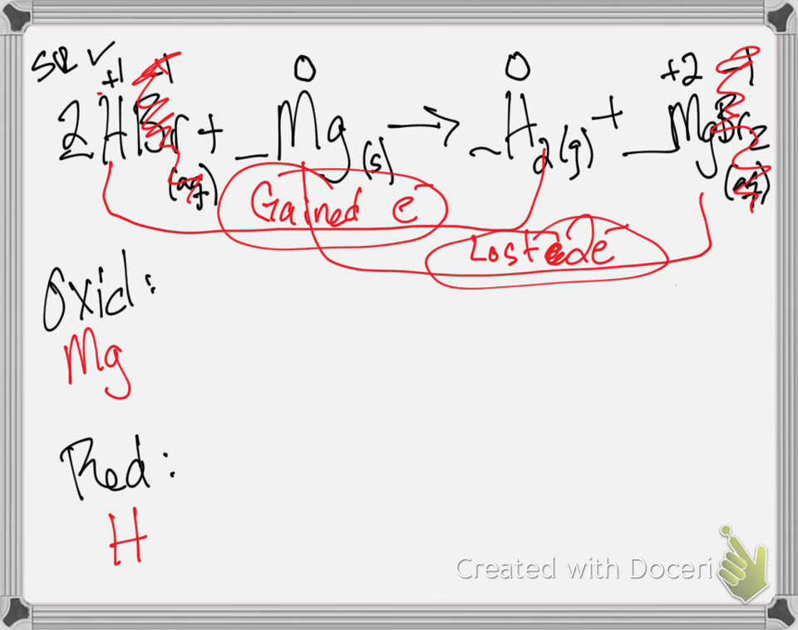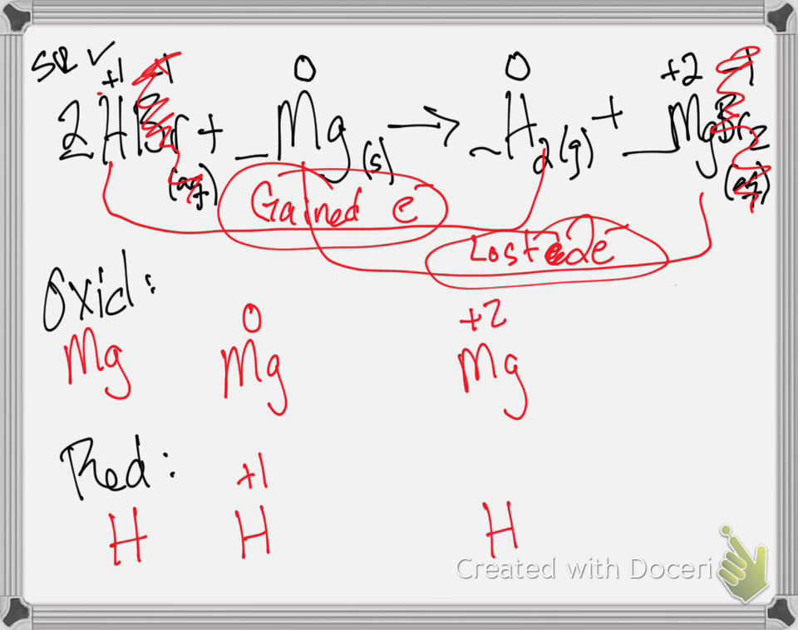Right? So now when I go to my half reactions, how does each of them start? Magnesium starts as 0. Hydrogen starts as what? +1, right? How do they both end? Magnesium ends as how? +2. And hydrogen ends as 0. What I did up here is show how we got there. That's why I wrote the electrons in that way. So now we're just bringing all of that down, right?